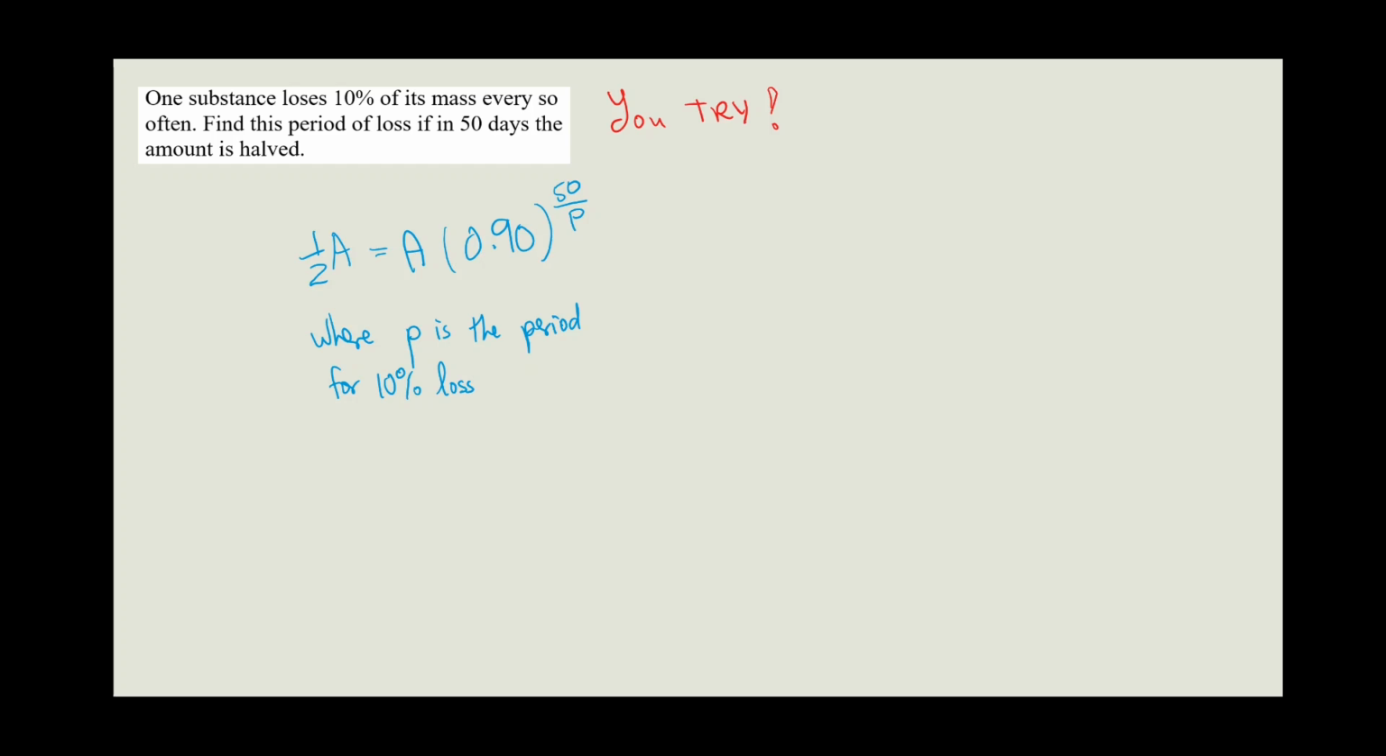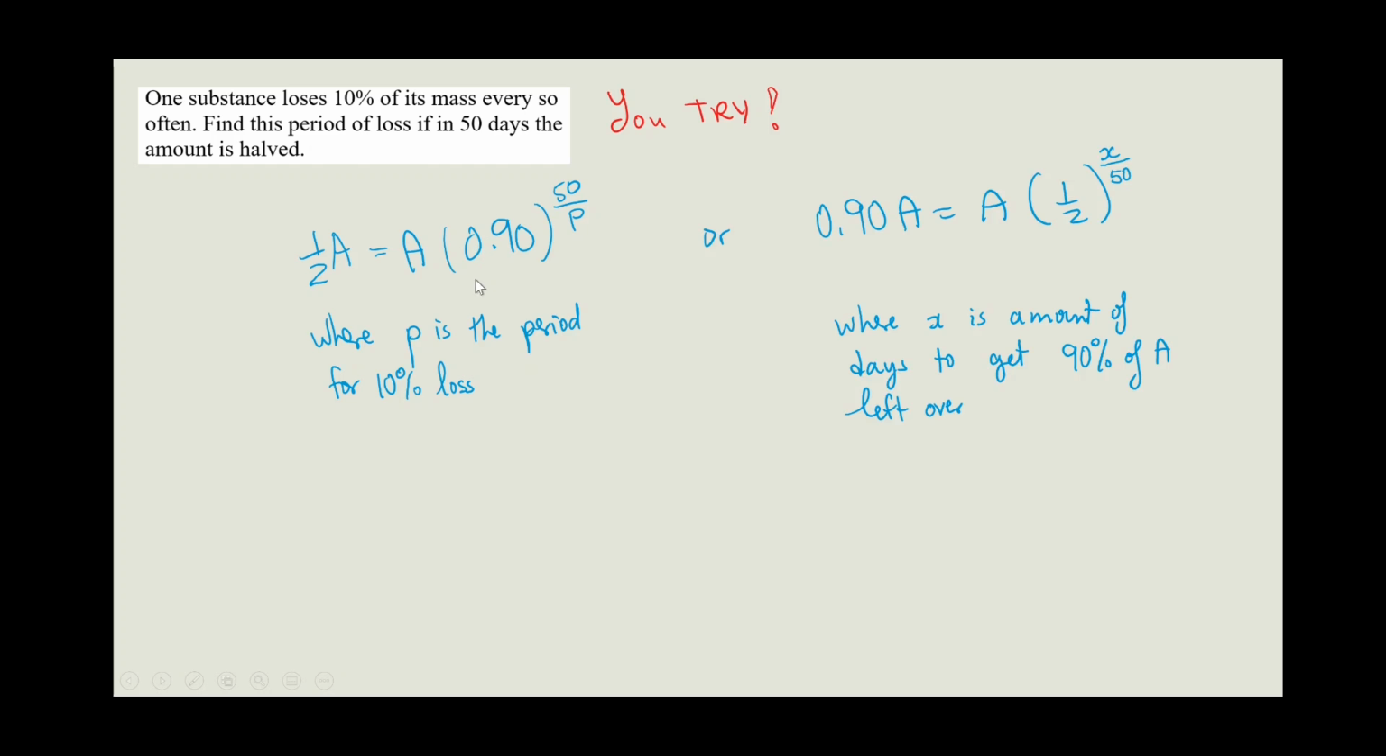So I'm going to assume that you have done that. So here's my solution. Very quickly, you could set it up either this way or this way, as I've discussed before. Here, the P represents this unknown, the period at which the 10% is being lost. This 10% is incorporated into this 0.90, because 1 subtract 10% is 0.90. So that P relates to this 0.90. And here, we've used 50, because we know it takes 50 days to get the amount to be halved. So in this situation, these two correspond together.